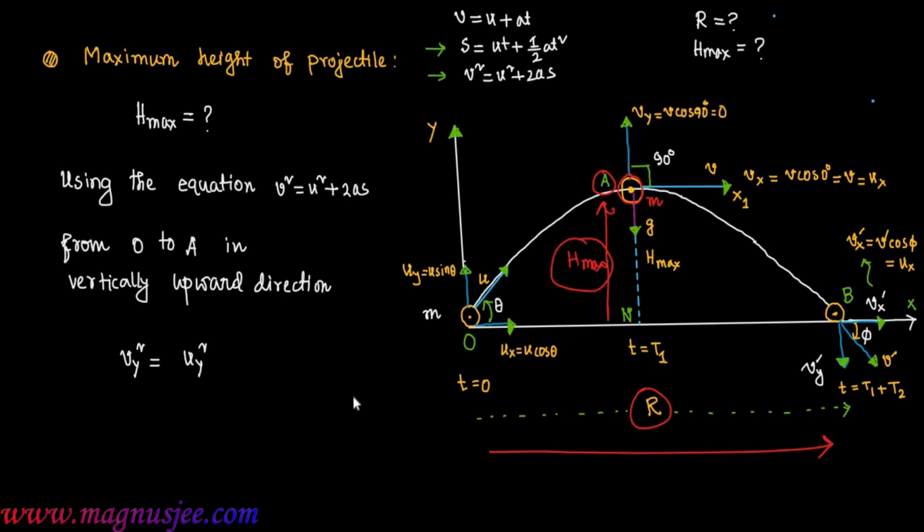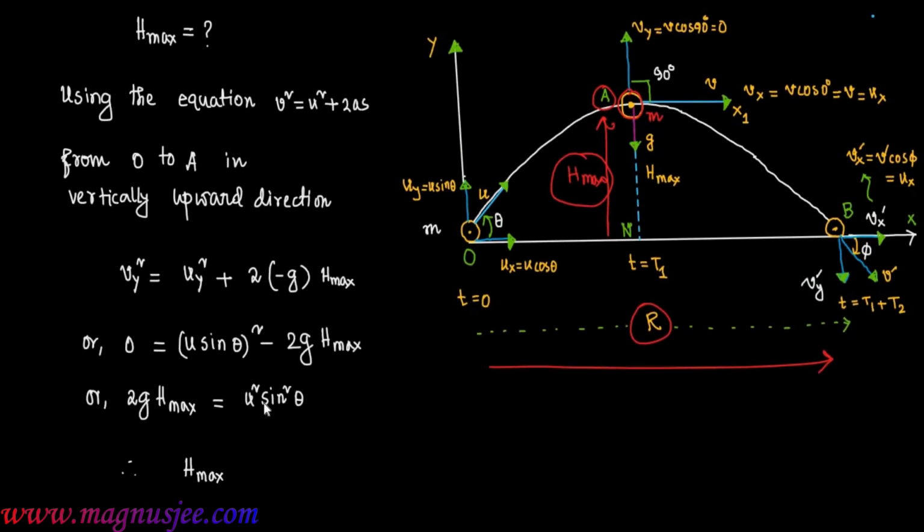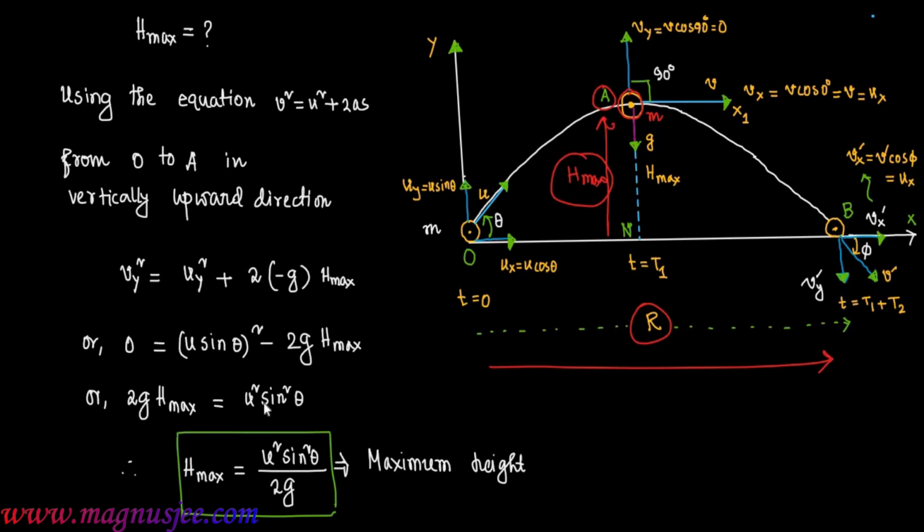We get vy square equal uy square plus 2 times minus g times h max, or 0 equal (u sin theta) whole square minus 2g h max, or 2g h max is equal to u square sin square theta. Therefore, h max is equal to u square sin square theta divided by 2g, which is the maximum height attained by the projectile at the highest point A.